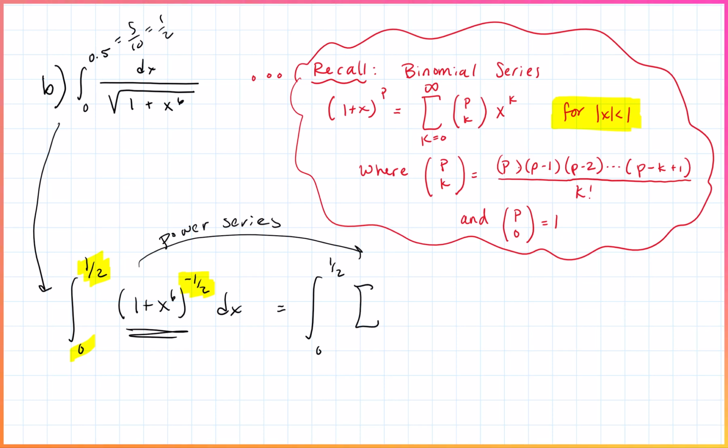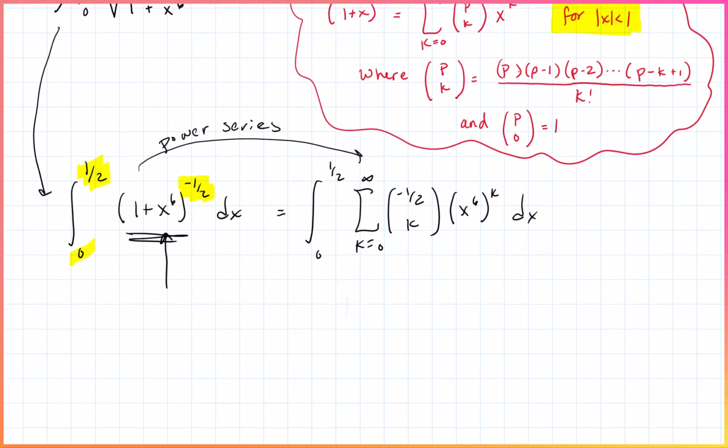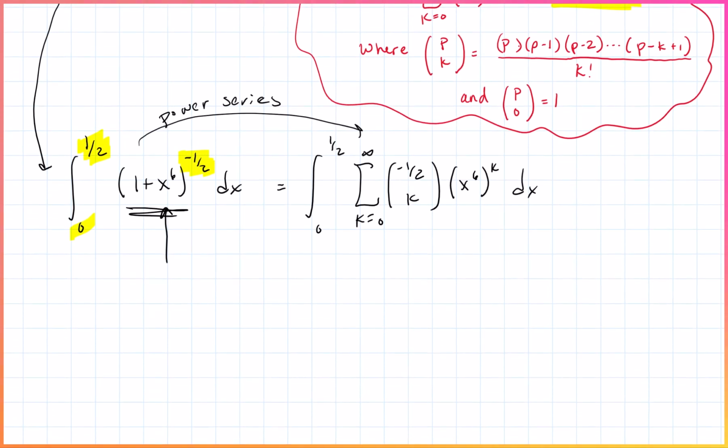So this can be represented as a power series from k equals 0 to infinity of negative 1/2 choose k. Now, in this case, the x that we're plugging in is x to the 6th, so this is x to the 6th to the k. And we're going to integrate that from 0 to 1/2. So let's get this simplified a little bit before we integrate, 0 to 1/2.